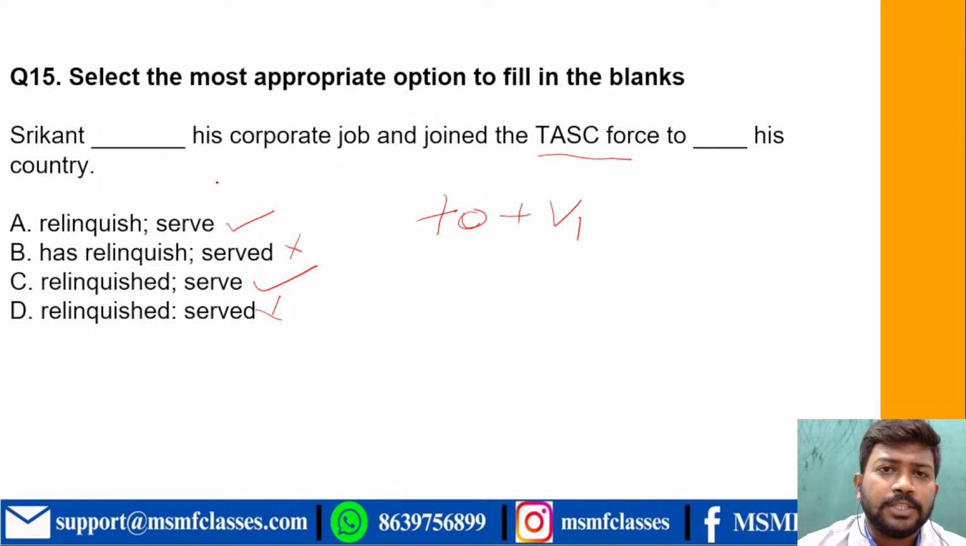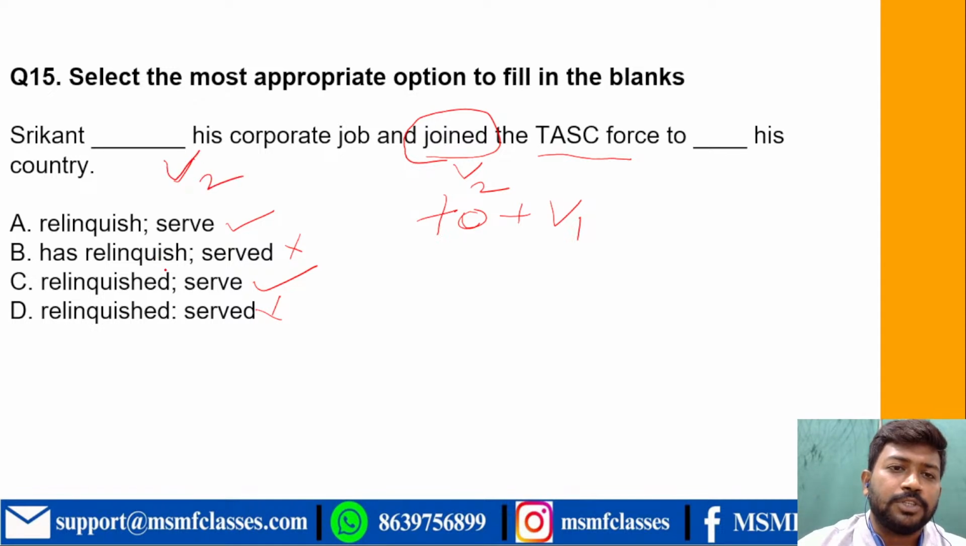Now, Srikanth dash his corporate job and joined. In the sentence, they have given joined here. So what kind of value we use after and, or, in the same way before and also we must use the same value. Here, joined is V2. So before and also we must use V2. So what is V2 here? Relinquished. The meaning of relinquished is quit, to leave.